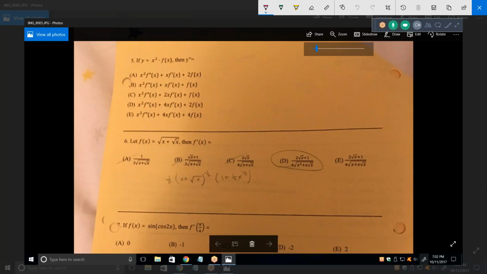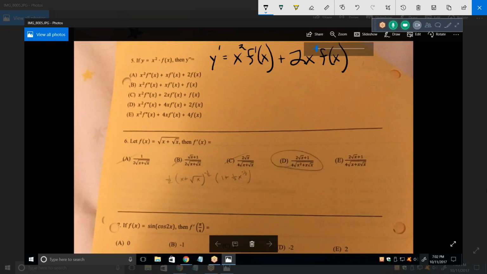Okay, so tell me what y prime is. Would it be x squared times f prime of x? You got it. Plus 2x times f of x.